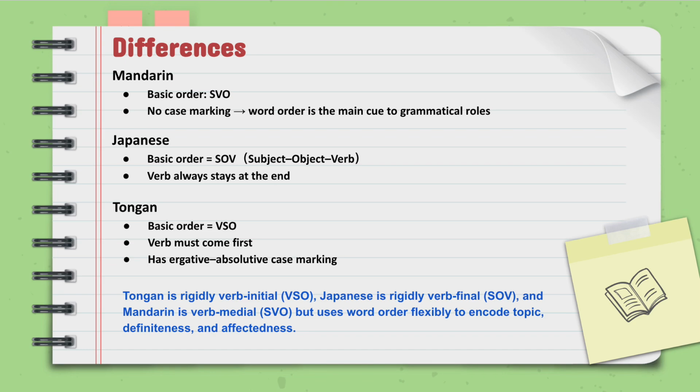Tongan is even more distinct. It's a VSO language, meaning the verb must come first, and it has an ergative-absolutive case system to mark its core arguments differently from Mandarin or Japanese. Putting everything together, Tongan is rigidly verb-initial, Japanese is rigidly verb-final, and Mandarin is verb-medial, but relies heavily on fixed word order for grammatical interpretation. These three languages illustrate different strategies for encoding meaning through case, word order, or both, and help us understand how typologically diverse languages structure their sentences.